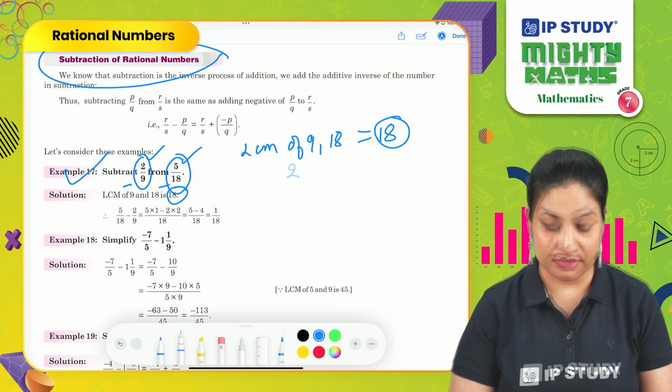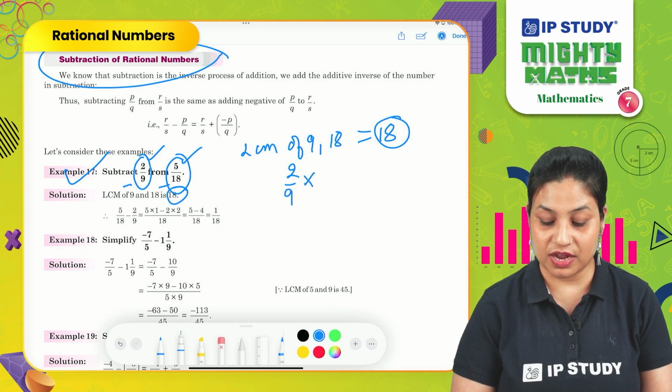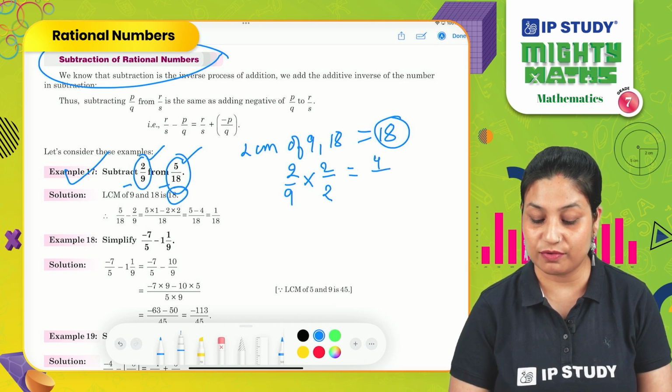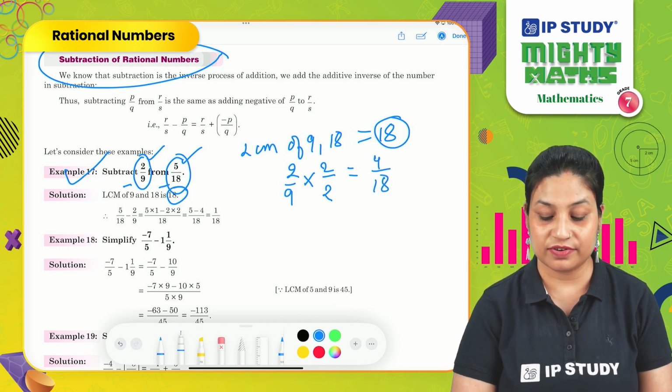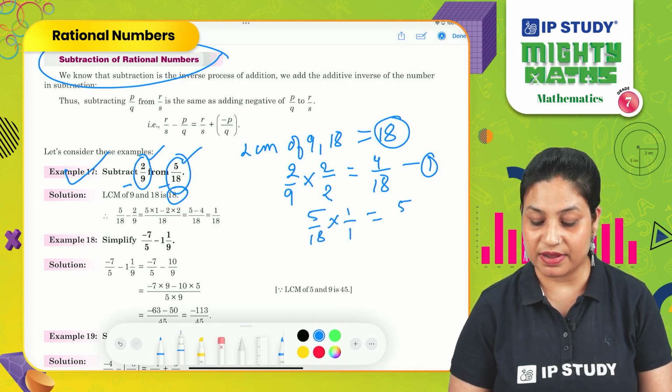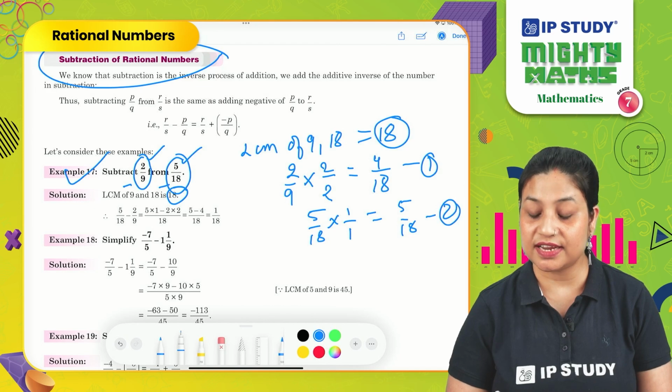When you do so, what will you get? We have 2 by 9. So you have to multiply it simply with 2 in the numerator and the denominator as well. You will get 4 by 18 as your first rational number. And the second one is already 5 by 18. Simply multiply it with 1. You will get 5 by 18. This is the second one.